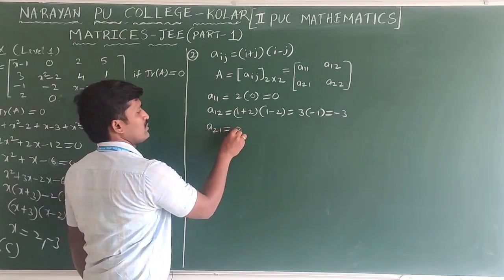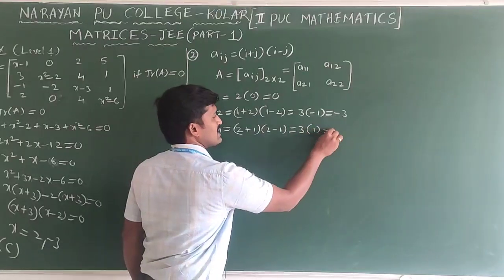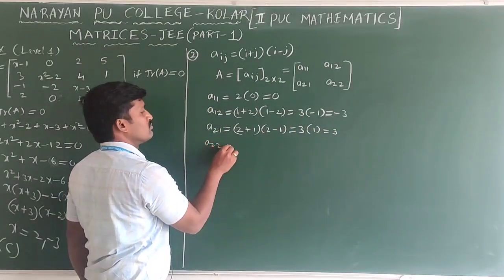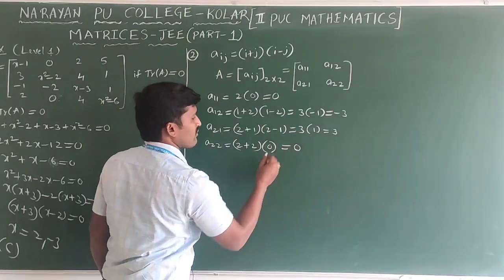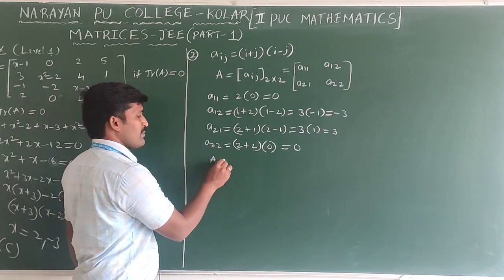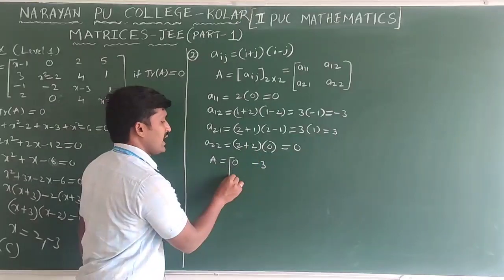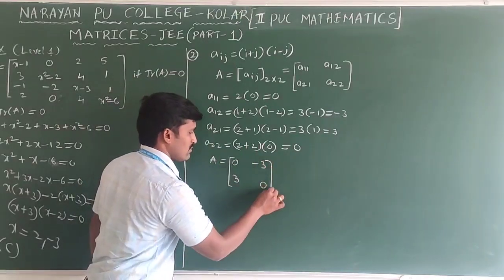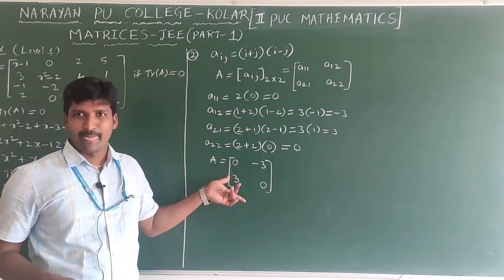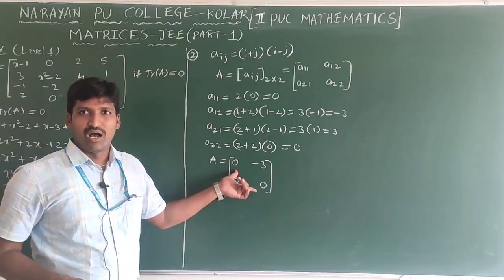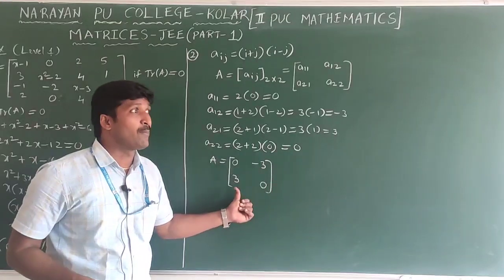Next A21: 2 plus 1 into 2 minus 1. 3 into 1, that is 3. Next A22: 2 plus 2 into 2 minus 2, what will we get? 0. Now, if you write the A matrix, what will we get? A11 is 0, A12 is minus 3, A21 is 3 and A22 is 0. Clearly this is suitable for a skew symmetric matrix. Reason: diagonal elements are 0. Already we discussed that diagonal elements are 0 in a skew symmetric matrix, and non-diagonal elements have opposite sign.